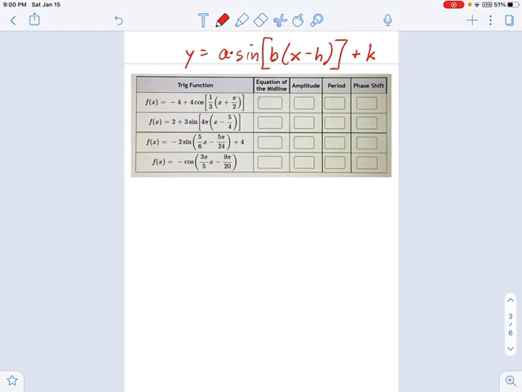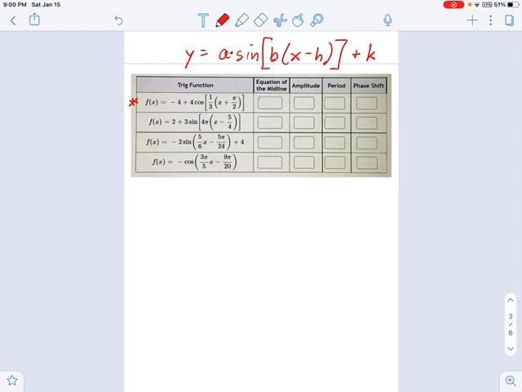And what I want to know is, take a look at these problems below in this question and give me the equation of the midline, the amplitude, and so on for these things. I'm only going to do 2 of them because I think we'll get the idea. Let's pick on this guy first.